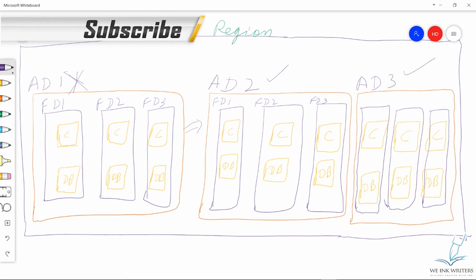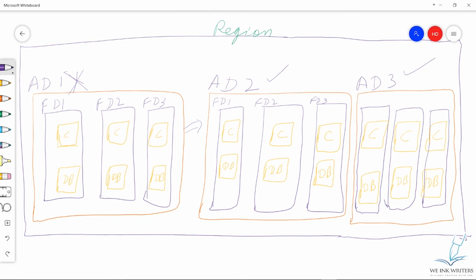And you can see all the compute services and the database services are duplicated across all the ADs in a single region. This is also done to improve high reliability and high scalability.